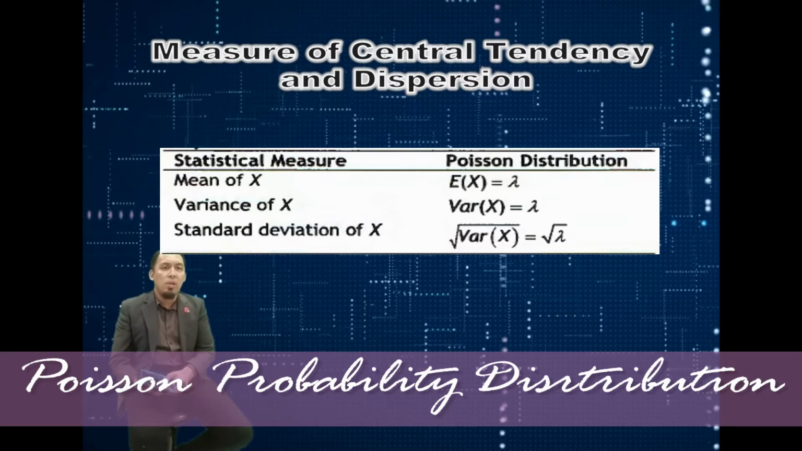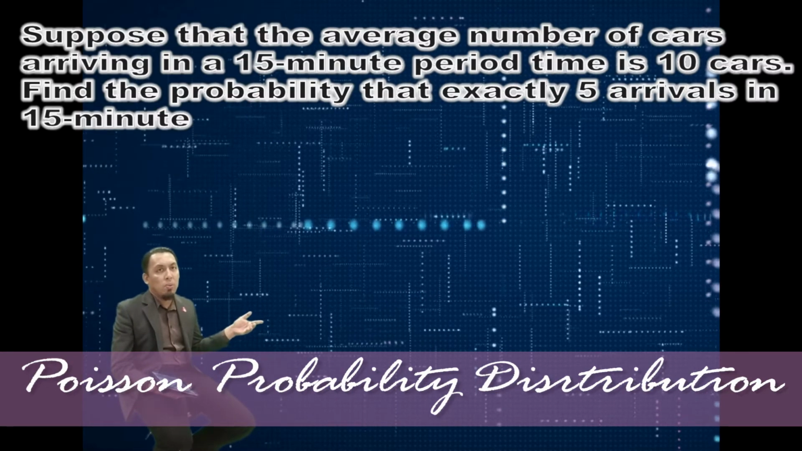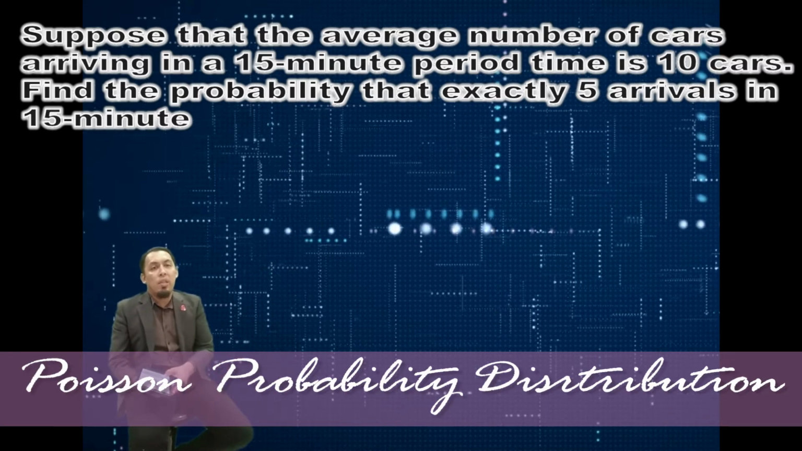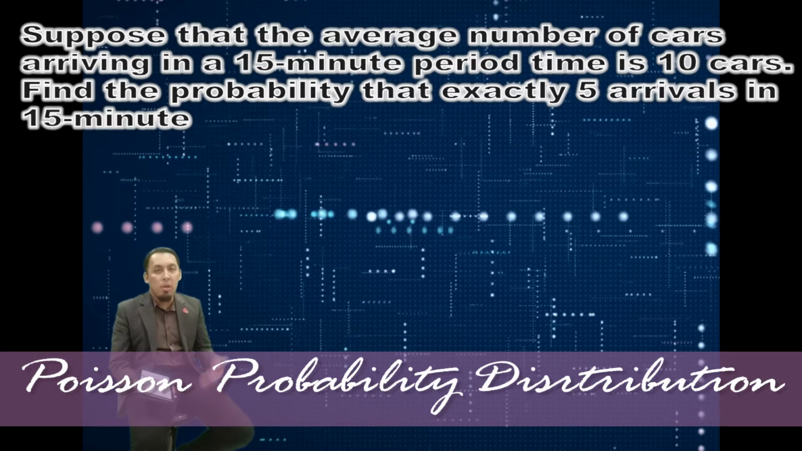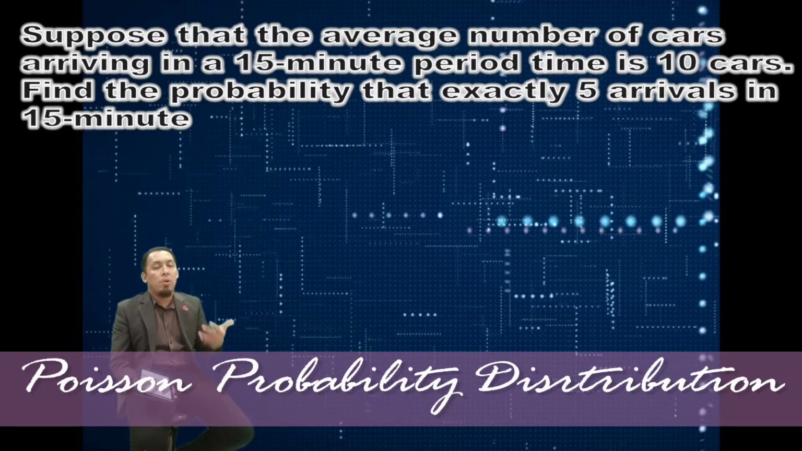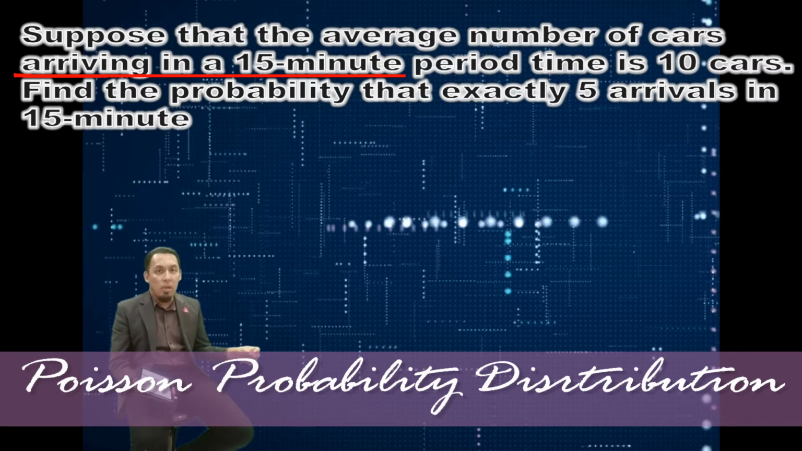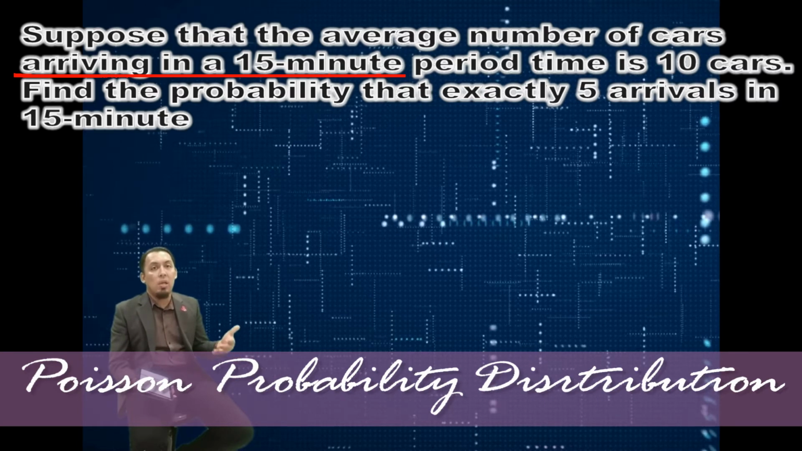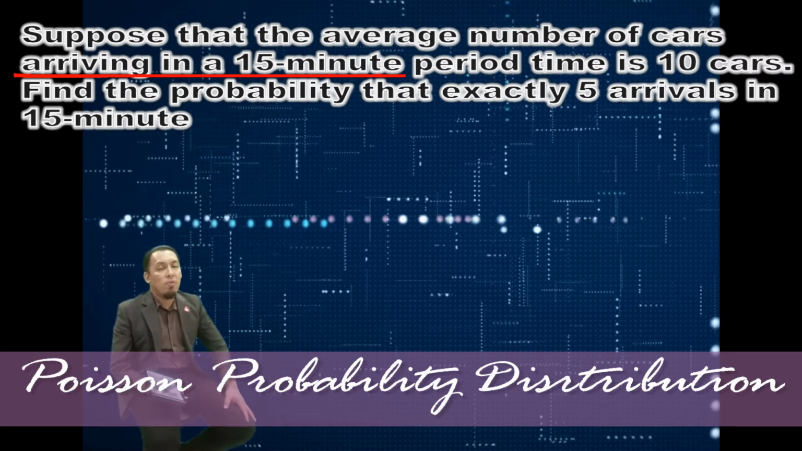So let's discuss example 2.11 and make sure that you are clear on how to calculate lambda for Poisson here. Suppose that the average number of cars arriving in a 15 minute period is 10 cars. So what makes this a Poisson question? Because it has the 15 minutes there. It talks about cars arriving, but per 15 minute period. So that makes it a Poisson case.